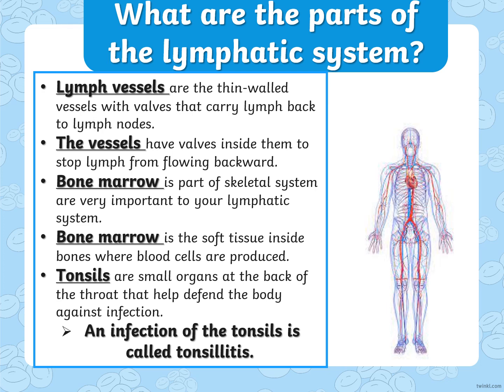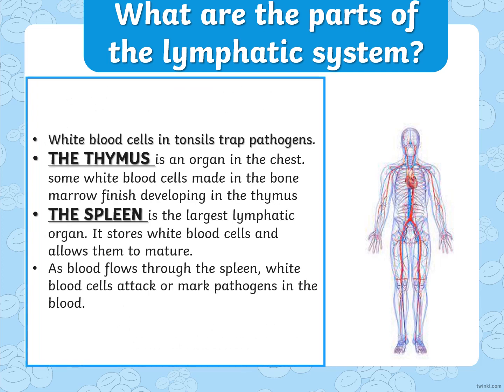The tonsils are small organs at the back of the throat that help to defend the body against infection. The infection of the tonsils is called tonsillitis. The white blood cells in the tonsils trap pathogens. The thymus is an organ in the chest. Some white blood cells are made in the bone marrow and finish developing in the thymus. The spleen is the largest lymphatic organ. It stores white blood cells and allows them to mature. As the blood flows through the spleen, the white blood cells attack or mark pathogens in the blood.